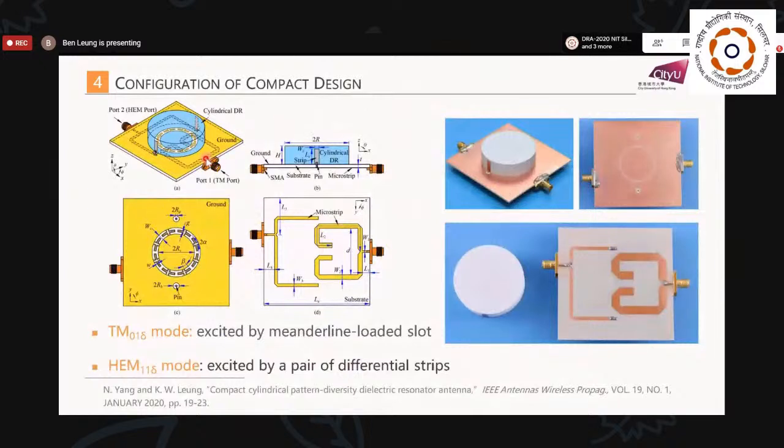Okay, now we consider our diversity design. Now this is the TM port. To have the diversity, we use another mode, the HEM11 delta mode, to obtain a pattern diversity design. Now we use a differential feed to obtain a good radiation pattern. So this is the strip feed, and on the other side we have another strip for the differential feed. So these two solder points are for this and the other side. For this part, it is the original TM01 design.